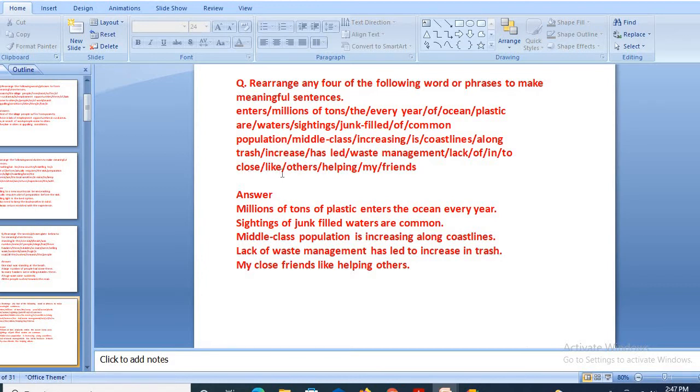Next one: close, like, others, helping, my, friends. What will it be? See, my close friends like helping others. So read the question properly, and you can give numbering also. By numbering you can rearrange it, and if you want to practice by giving numbering, keep a pencil and a rubber, because if it is wrong, you don't have to scribble it. You can erase it with the rubber. Again you can give the numbering once again. So in this way you have to do.